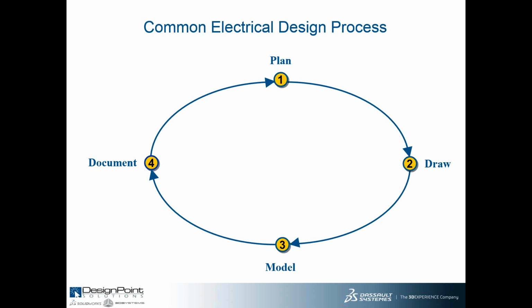Okay. Hello, everyone. So today I'm going to step you through a common electrical design process. I've broken it up into 4 main steps. The first step is to plan your project. Then we're going to get into actually drawing your schematics. And then we're going to go from 2D into 3D and play the role of the mechanical engineer, actually taking the 3D component models and putting them into an assembly. And then finally, I'm going to talk a little bit about how you're going to document your design.